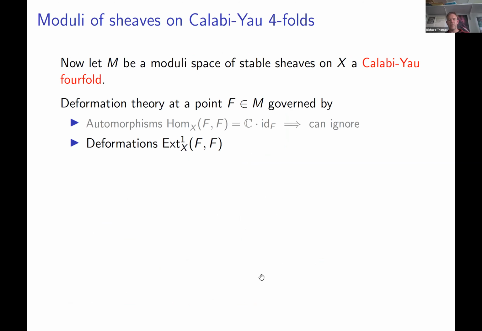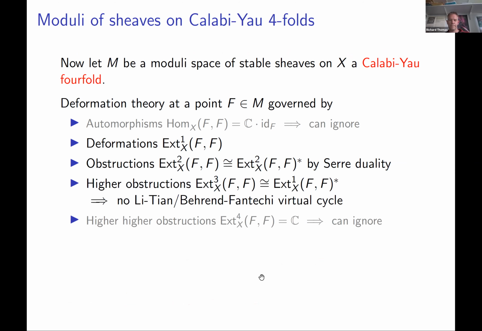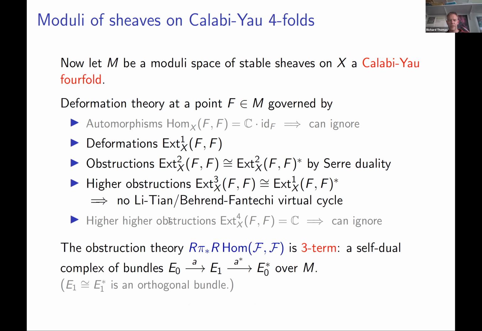So for Calabi-Yau fourfolds, things are more complicated. So the Serre duality now gives you instead a duality between x2 and its dual, an isomorphism. So actually that's a quadratic form, and that's why quadratic bundles enter into this. And now we have higher obstructions. So x3 is now dual to x1. Okay, so we can't apply Behrend-Fantechi. It looks like we're in trouble.